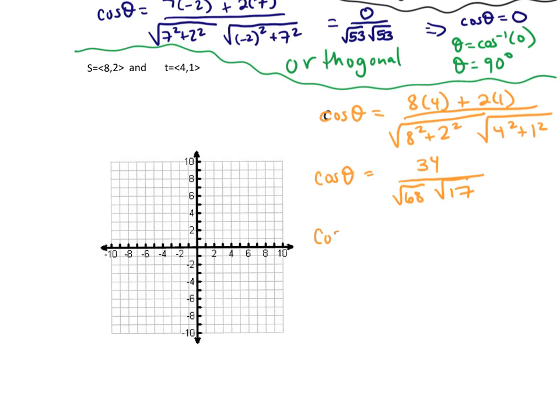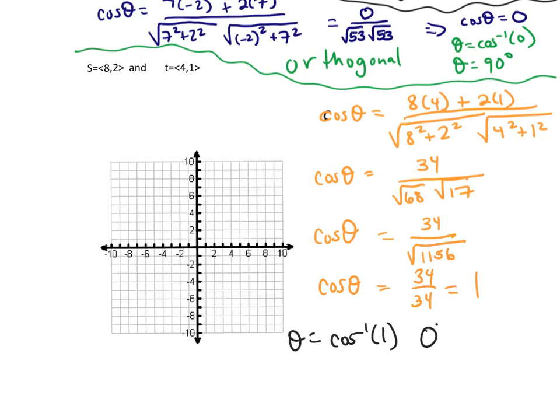And so this is going to give you the cosine of theta equals 34 over the square root of 1156. And ironically, the square root of 1156 is 34. So we get 34 over 34, which is 1. Now, if I take the inverse cosine of 1 to get my angle theta, I'll get an angle of 0 degrees. So the angle between them is 0, so they are parallel.